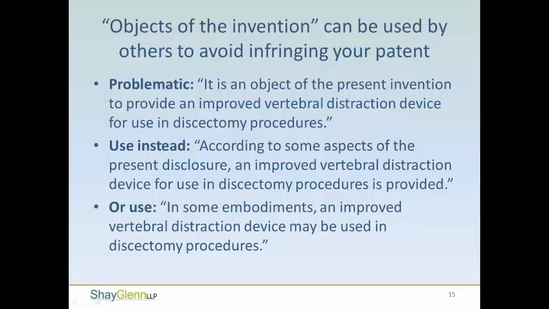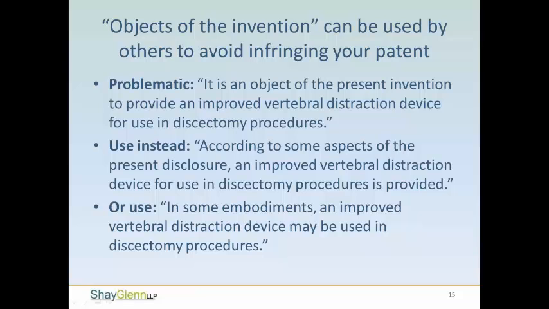And they would be used to list the various features of an invention. They fell out of favor several decades ago, actually, because defense counsel can go through the objects of the invention and show how some or none of them apply to their client's device. So an example I've given here, the one shown under problematic, is: it is an object of the present invention to provide an improved vertebral distraction device for use in discectomy procedures. So a distraction device is something that spreads two vertebrae apart in a discectomy procedure, where you're removing the disc between the two vertebrae.